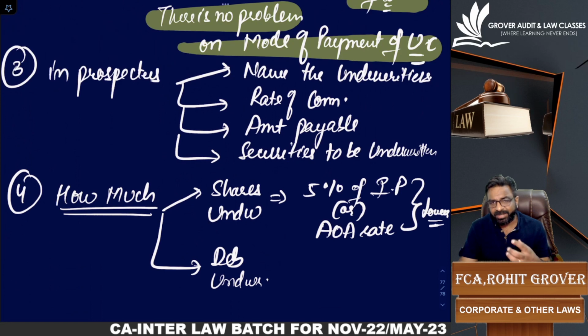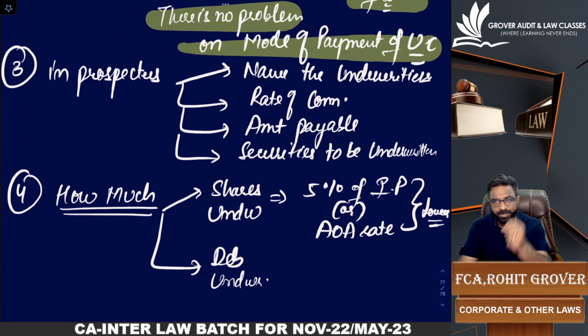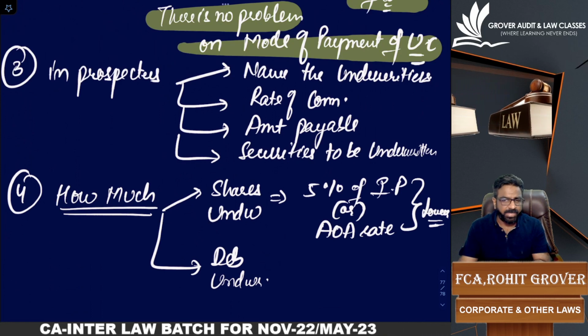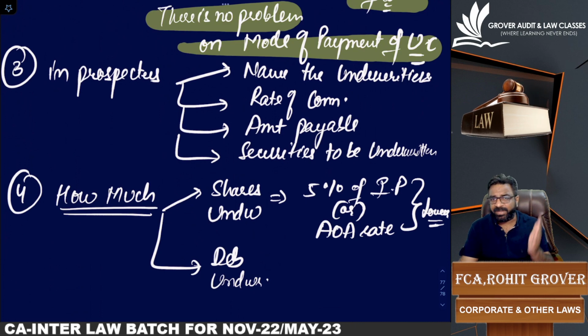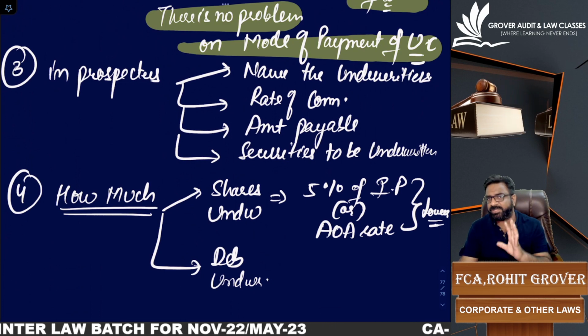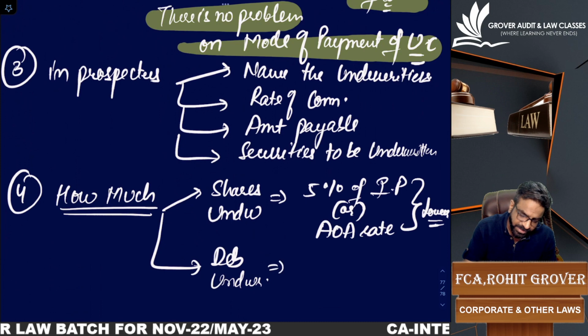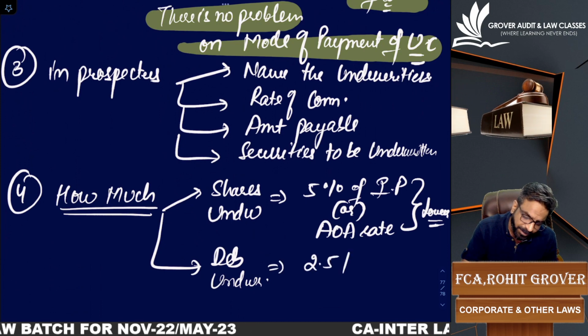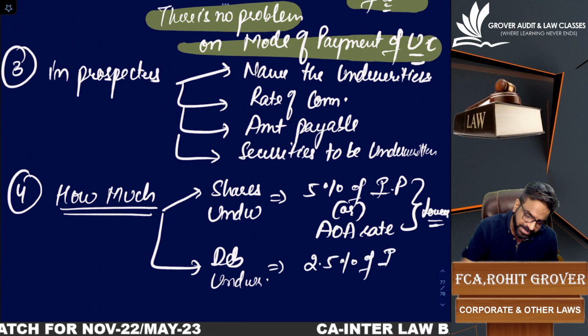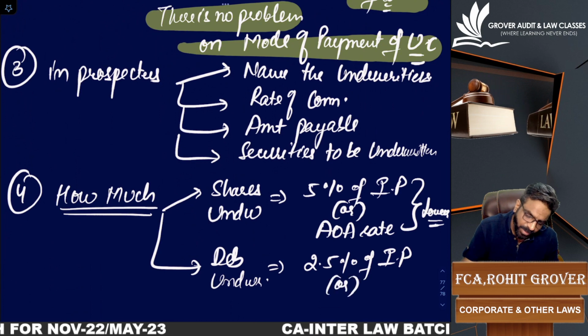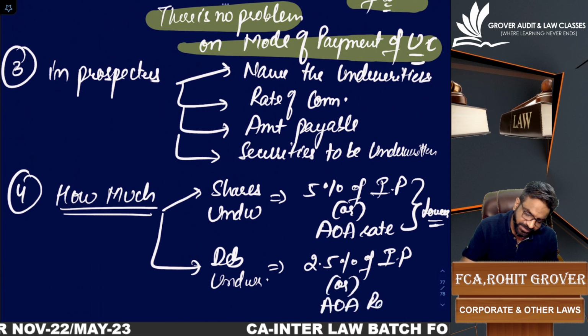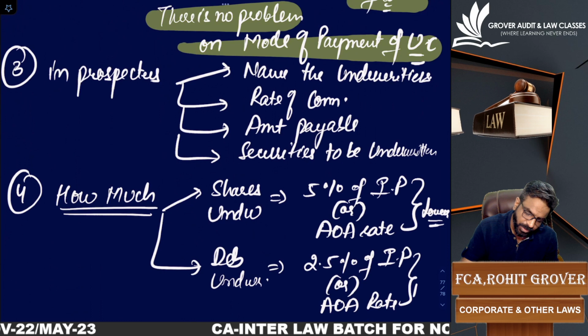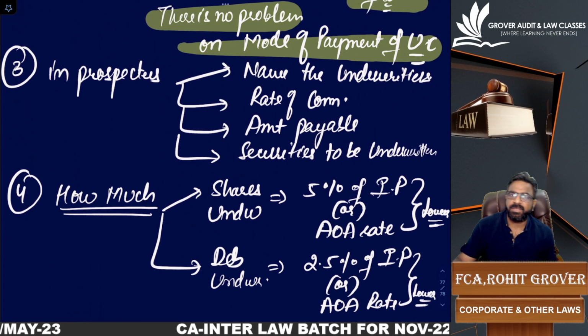So how much underwriting commission can you pay? 5% of the issue price or the AOA rate, whichever is lower. You can't pay more than the AOA rate. And if you are hiring the underwriters for debentures, it is 2.5% of the issue price or the AOA rate, whichever is lower. Is it clear to all of you? Yes or no?